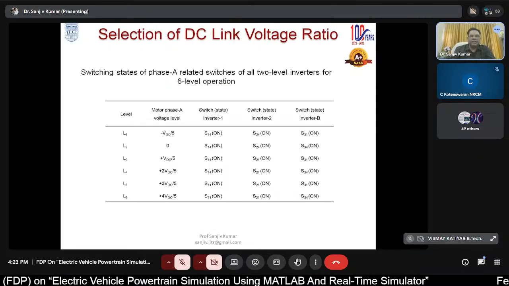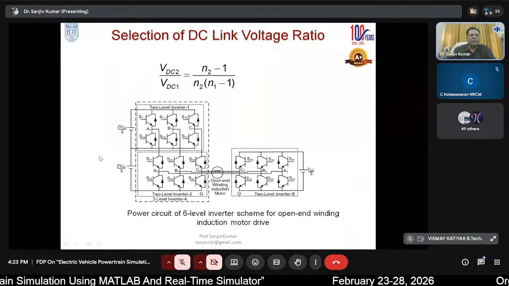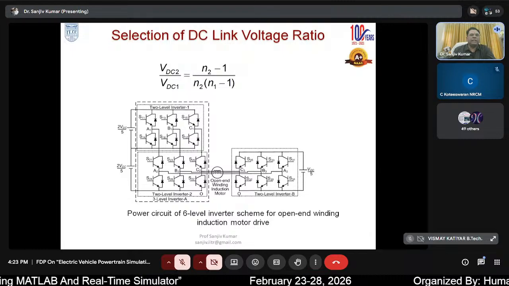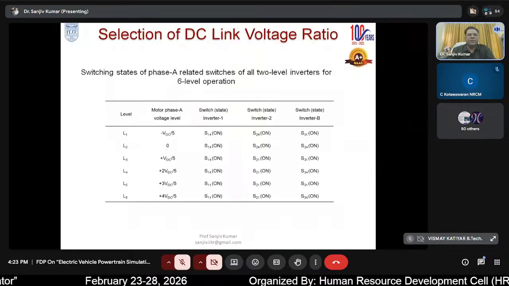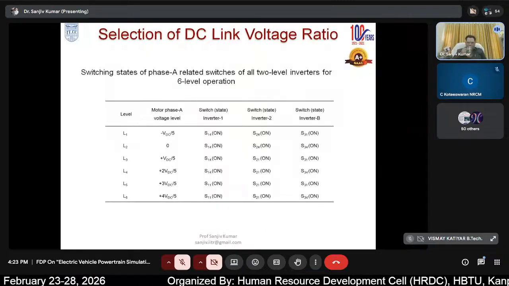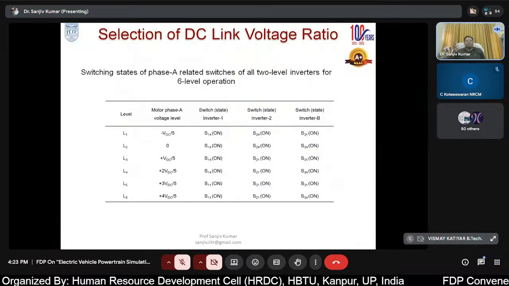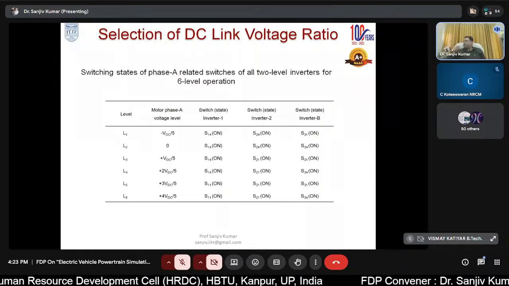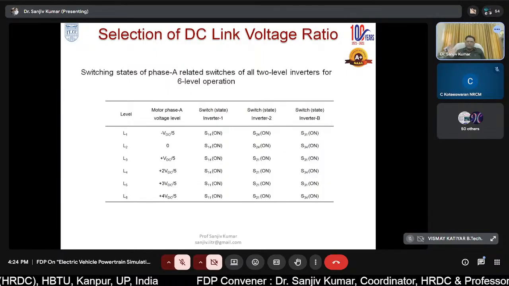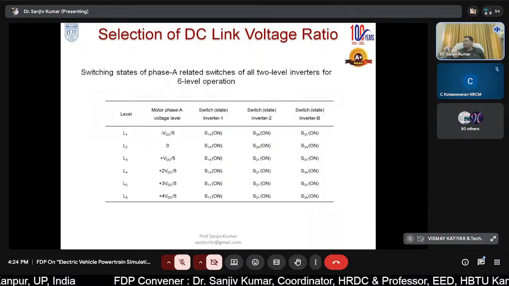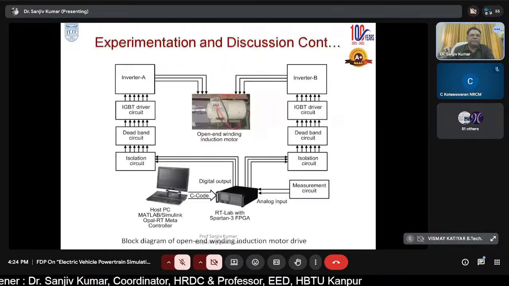How? Just see. The left hand side voltage levels are 0, 2 VDC by 5 and 4 VDC by 5, whereas the right hand side could generate 0 and VDC by 5. So the motor phase voltage could be minus VDC by 5, 0, plus VDC by 5, plus 2 VDC by 5, plus 3 VDC by 5, or plus 4 VDC by 5, right? Depending upon the switching which is on.